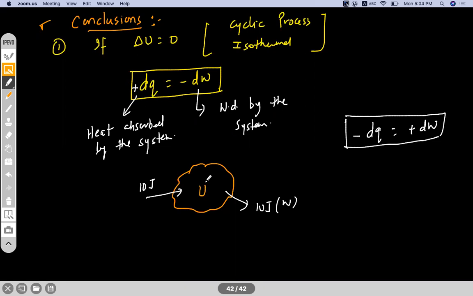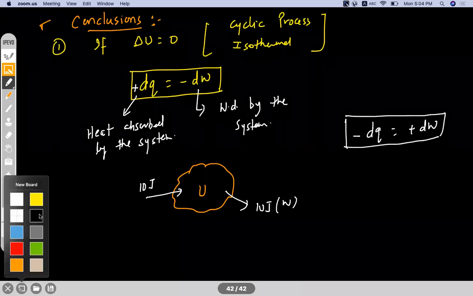Okay. Now the second condition you see, suppose we have a process in which the work done is zero. If work done is zero, this means what? Work done is zero means du is equals to dq we can write. Du is equals to dq means this is plus heat absorbed by the system is equals to increase in internal energy, because this is also positive, no?